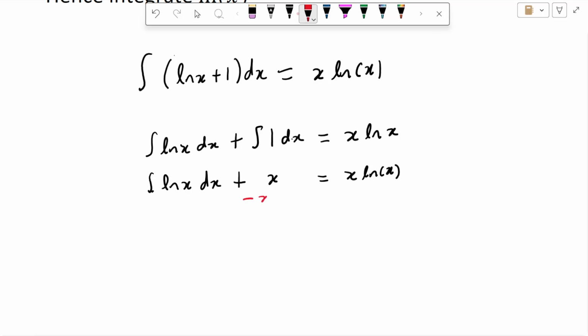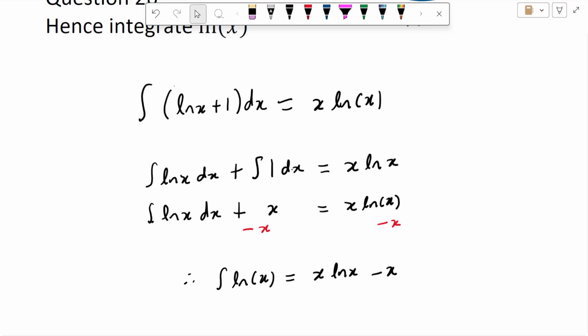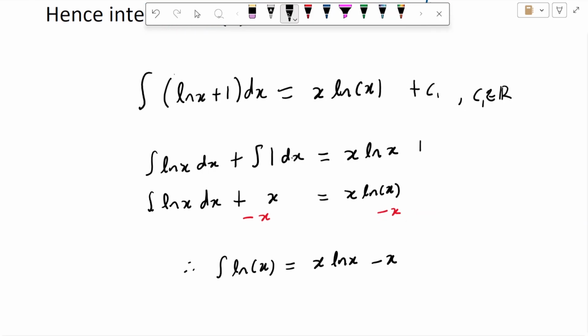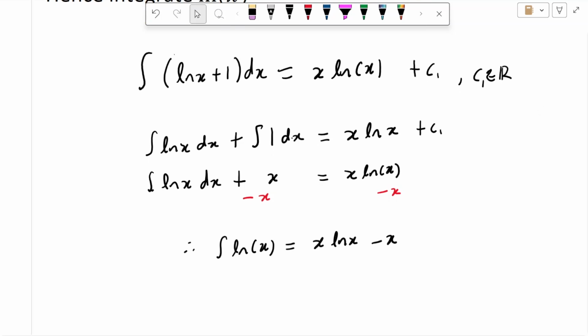Now, I want to get the integral of log of x equals something. So what I want to do is now take x from both sides. So we get that the integral of log of x is x log of x, take x. Cool. All right, now we better fix up our plus c's. Plus c1, where c1 is in R. This is still plus the same constant c1, that hasn't changed.